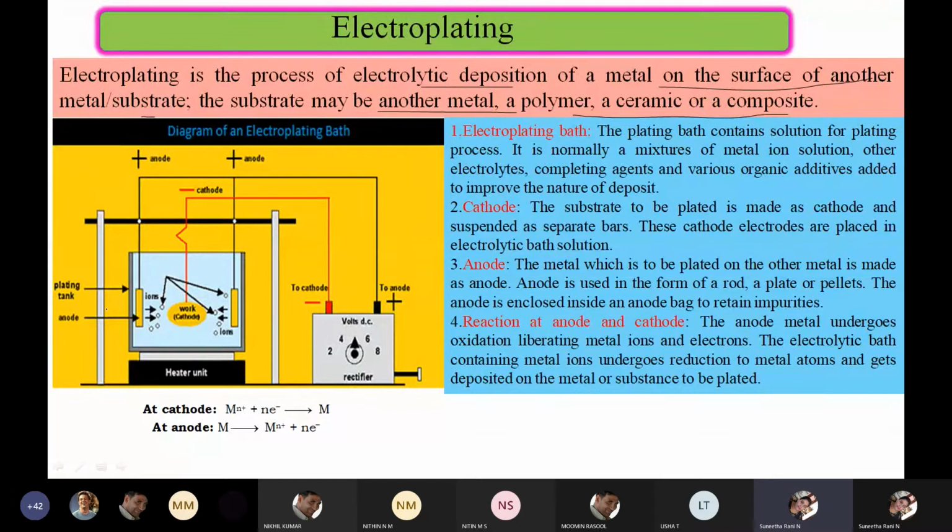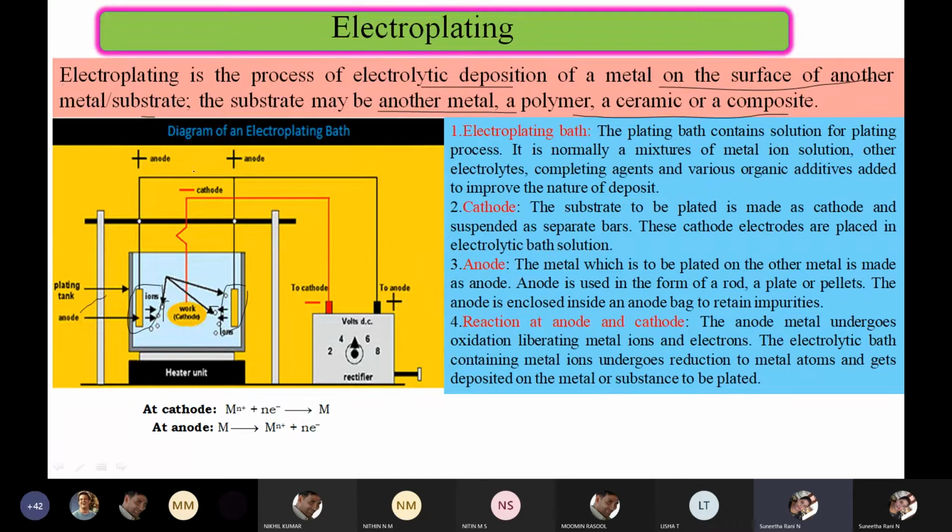It contains an electrolytic solution, usually called the electrolyte, and this is the bar which is the anode. This is the anode bar, and this is the cathode bar. The cathode bar is the object which we want to plate. This is an electrolytic bath solution tank, or a plating tank.